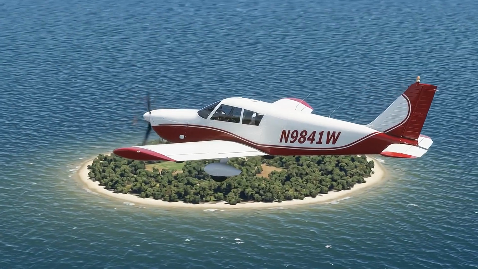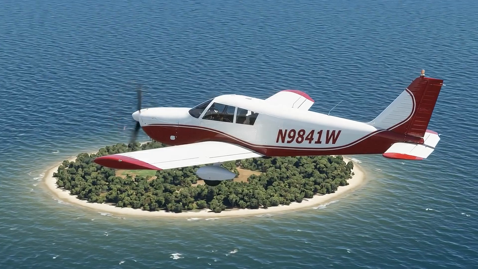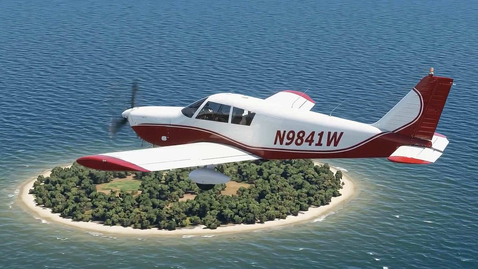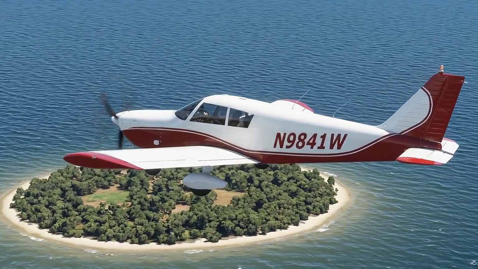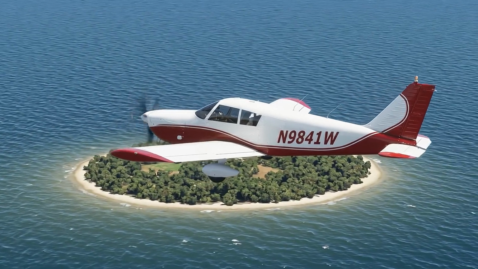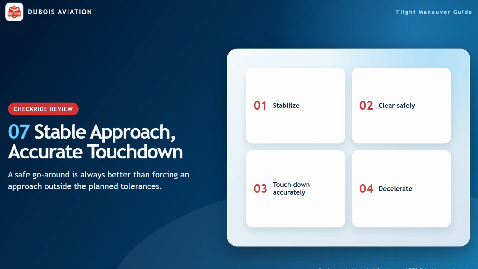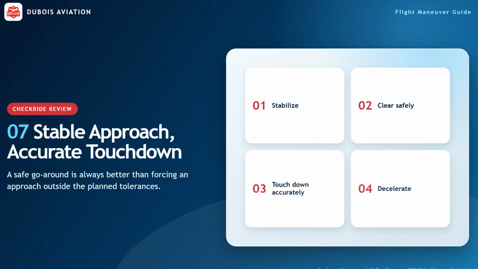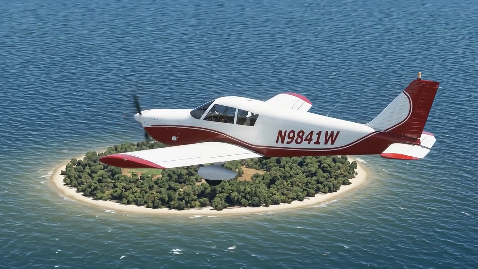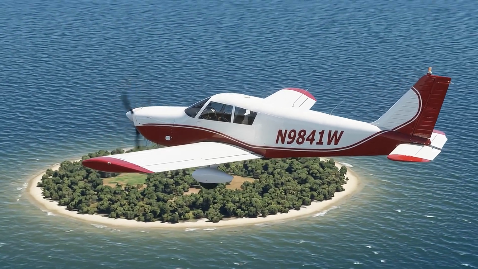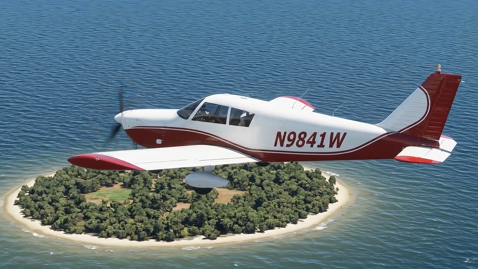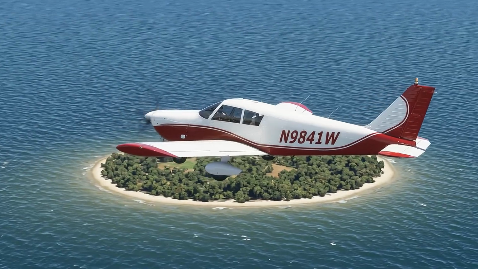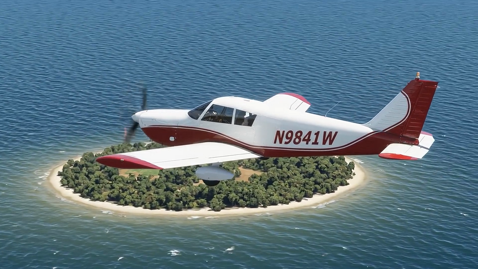Remember the sequence. Calculate the performance, define the aiming and touchdown points, stabilize early, cross the obstacle with the correct speed and margin, round out without excess energy, touch down accurately, and decelerate under control. Use the current POH and your instructor's procedure for the specific Piper you fly. Practice with a qualified flight instructor, and make the go-around decision early whenever the landing will not meet the planned tolerances.